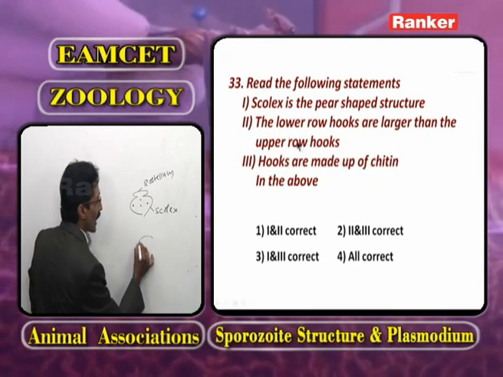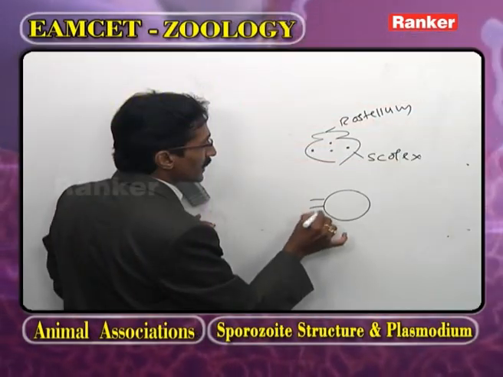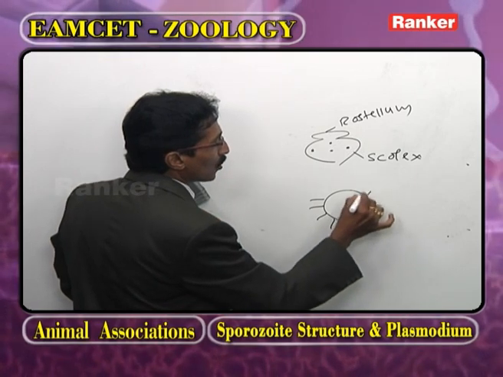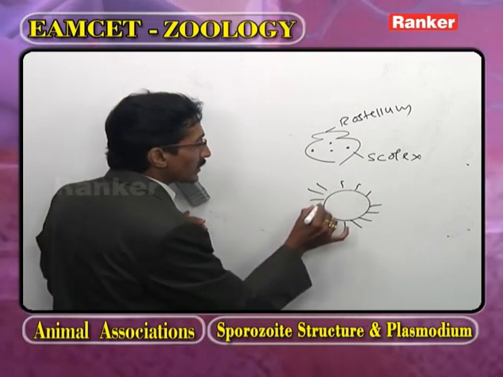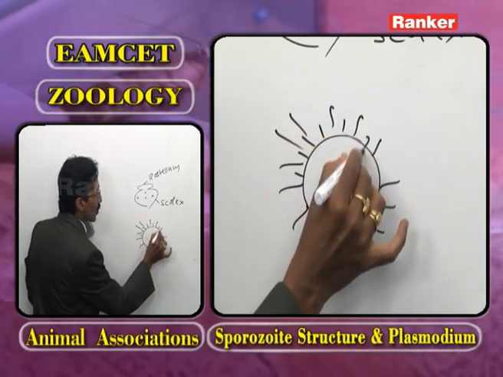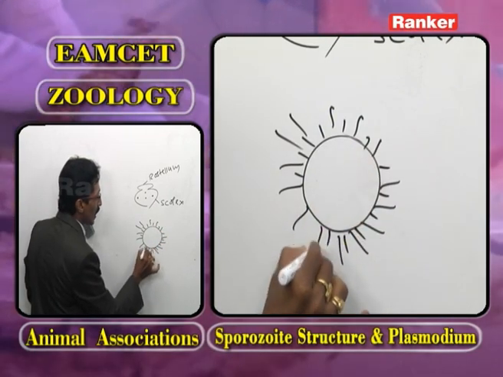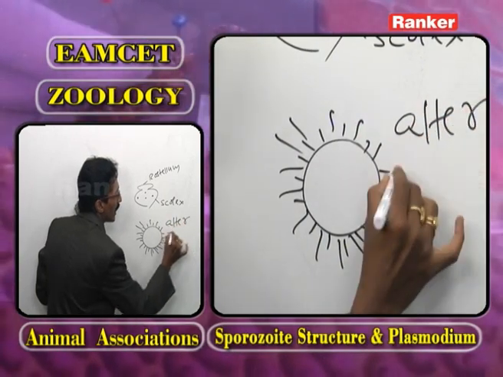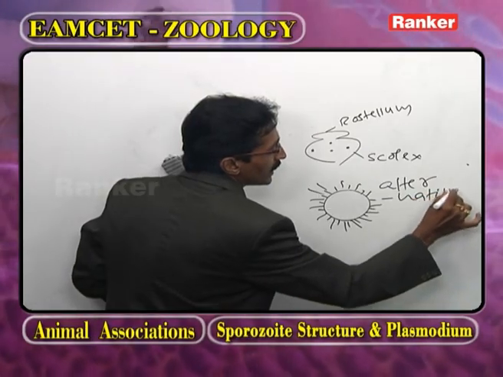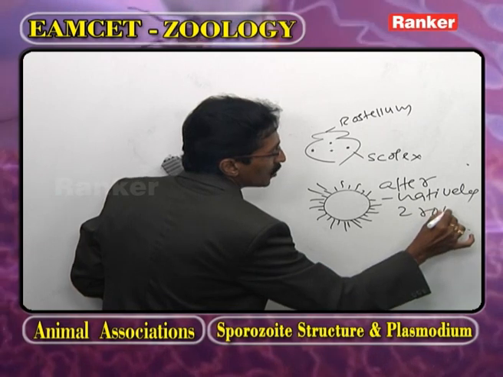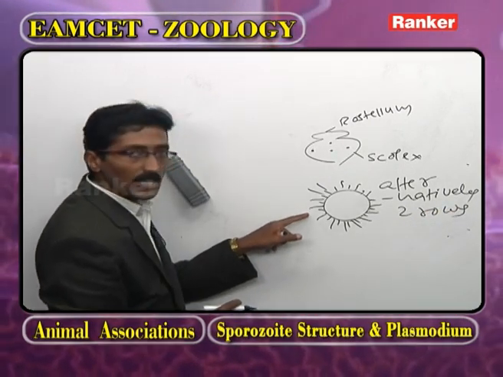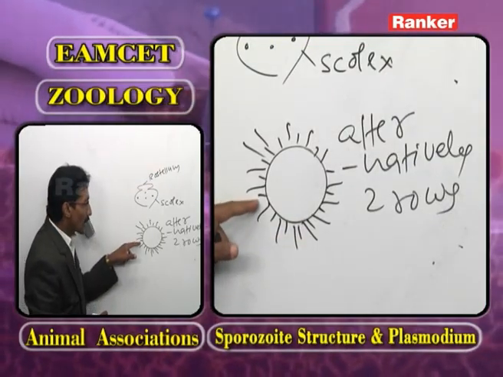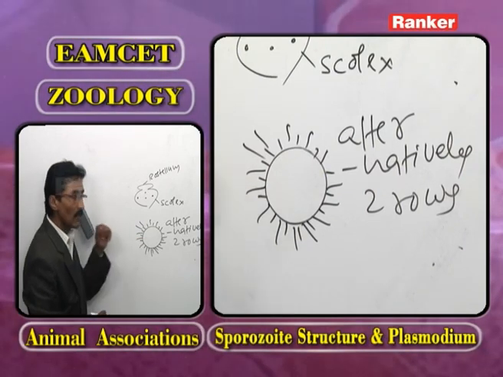Now as we observe the rostellum, these are upper row hooks and these are lower row hooks. How are the hooks arranged? The hooks are arranged alternatively in how many rows? Two rows. The hooks of the outer row are larger than the hooks of the inner row.